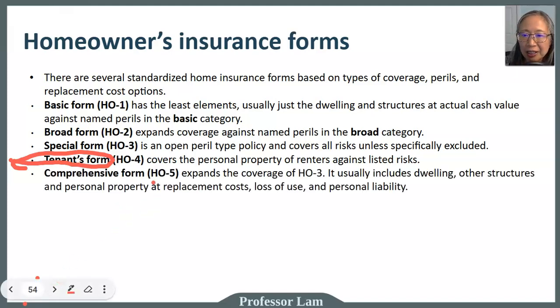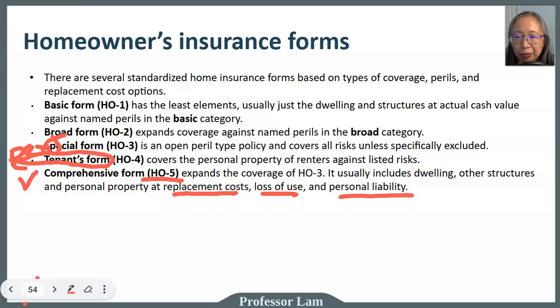Comprehensive Form 5 is the most common. It includes dwelling, other structure, personal property, replacement cost, loss of use, and personal liability. So Form 4 is for renters, and Form 5, HO-5, is the most common one. For most of us, this is the policy that we'll use. Forms 1, 2, and 3 are very special cases. They're not adequate for most of us.